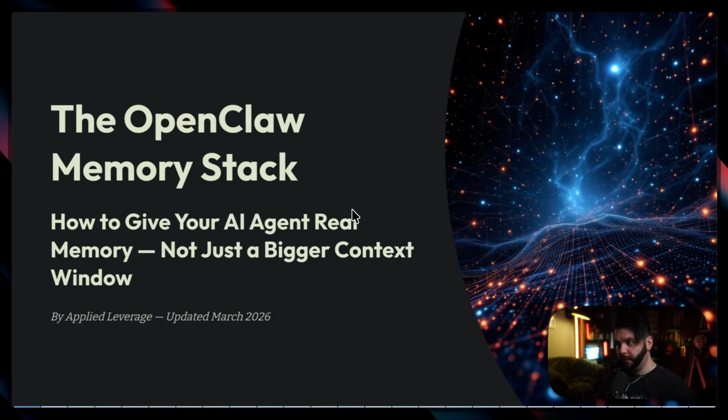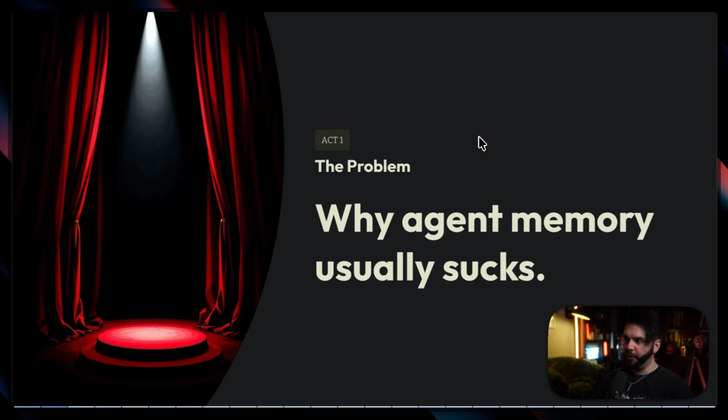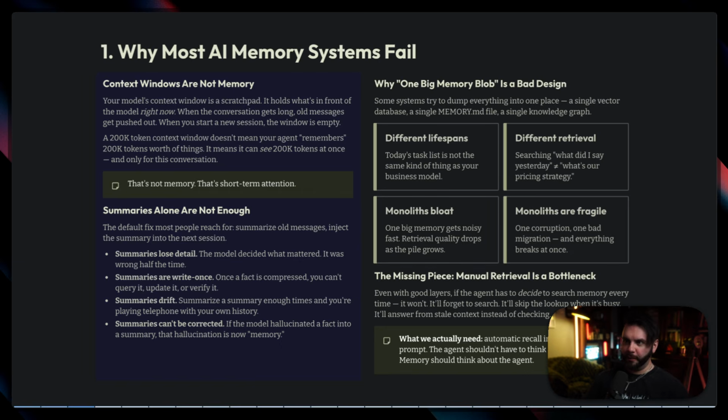He now works perfectly every single time, recalls everything we've talked about, and even auto recalls information without me telling him specifically to do so. And I created a presentation on this that I gave in a webinar the other day, so today we're going to be running through that. So this is how to give your AI agent real memory, not just a bigger context window. Let's start with what the actual problem is and why your agent memory sucks.